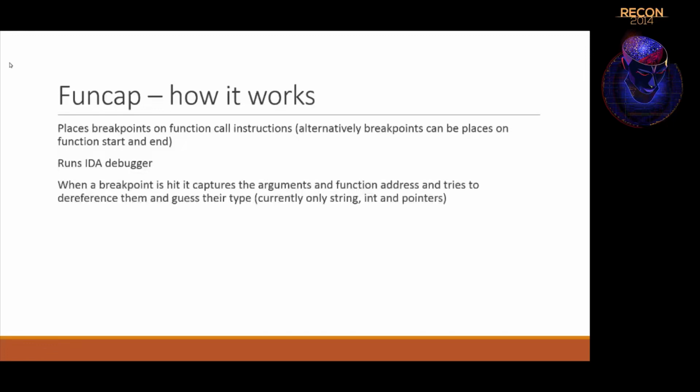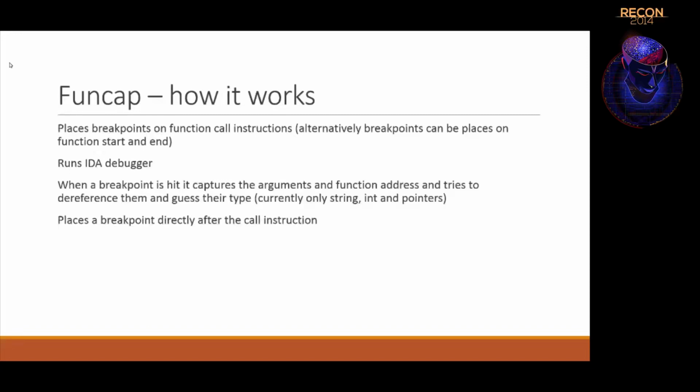When the breakpoint is hit, it tries to dereference contextual information. So these will be arguments. It tries to guess how many arguments the function has by using IDA analysis, and it tries to dereference some arguments that might be valid pointers. It tries to guess if it's a pointer, if it's a valid address, if it's a string. It performs some guessing, and it captures that information.